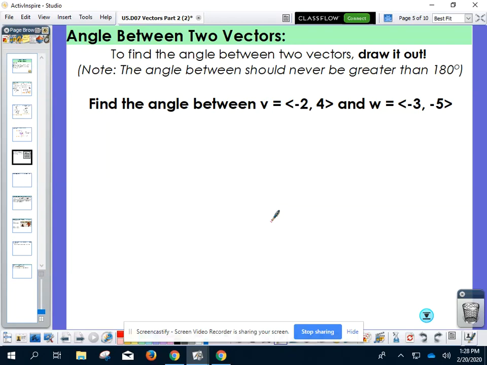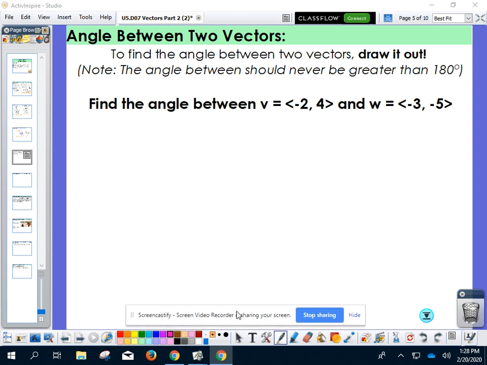Our second objective for today is calculating the angle between two vectors, and similarly to finding the direction angle, we do this all visually. So we have two vectors that are given, vector v and vector w, and I'm going to chart them out on the coordinate plane. So vector v has a component form of -2, 4, so that's going to terminate over in the second quadrant. And then we also have vector w that terminates at -3, -5 down in the third quadrant. And so we're calculating the angle between these two vectors.